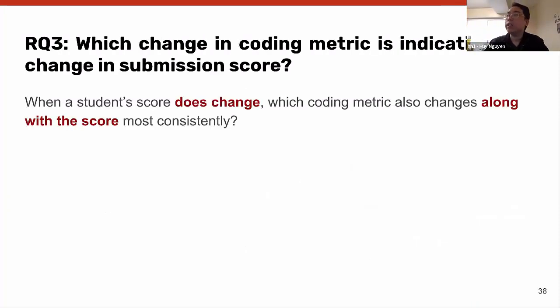For the third question, we look at the score. So one thing we want to note here is that we don't want to use the metrics to predict the actual score, because the score will depend on whether the student's code passes the test case or not, and that information is not reflected in the metrics alone. So instead, we want to change perspective, and we look at when the student score does change, which coding metric also changes along with the score most consistently. In other words, which metric can be most reflective of the student's progress throughout the project.